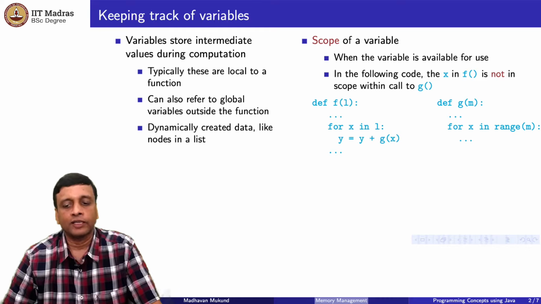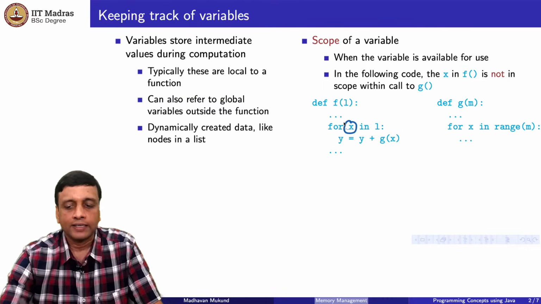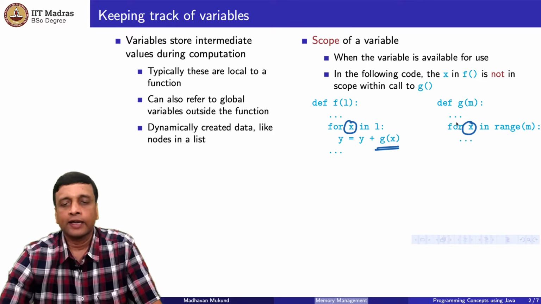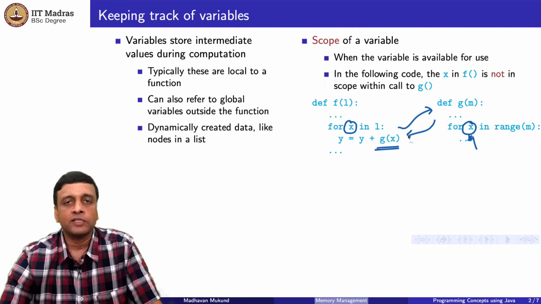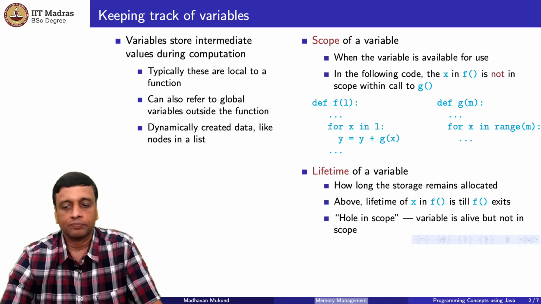So we have a function f on the left which uses a local variable x. And in the course of computing that loop, it calls another function g. And g in turn uses another x in order to range over the numbers 0 to m minus 1. So clearly the x on the right is not the same as the x on the left. So the x in f, even when f is executing, temporarily goes out of scope. That is, when we go from here to g and back, when we go into g, the x which is defined in f is no longer in scope, it's no longer available for use because there is another x inside g which blocks it or masks it.